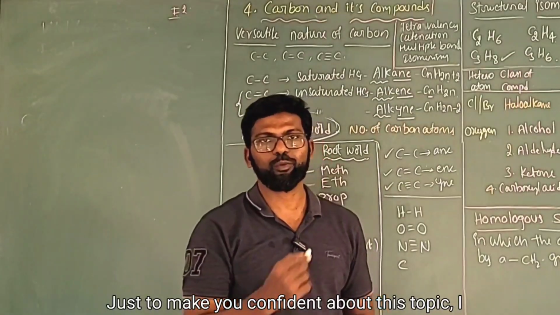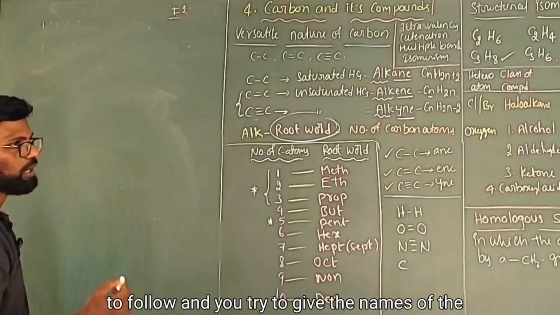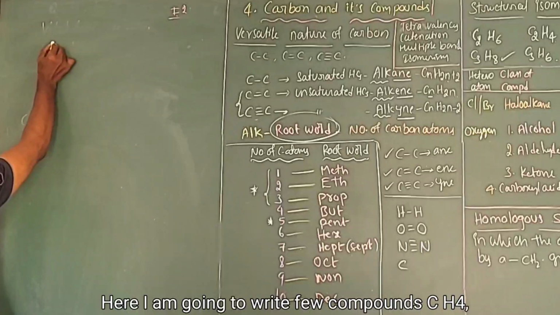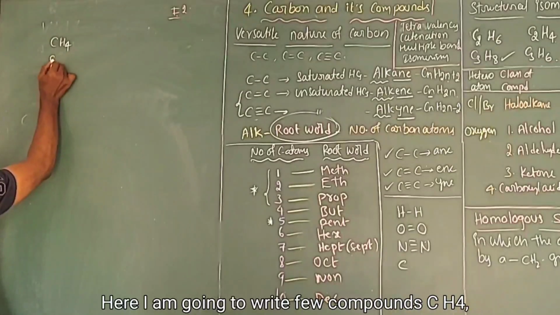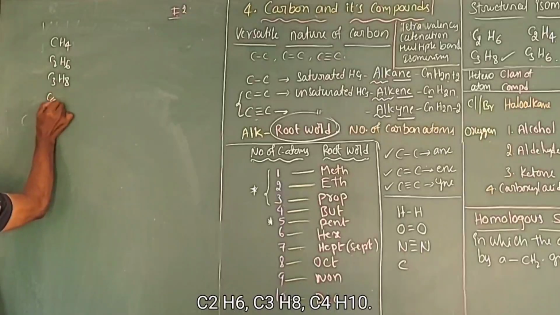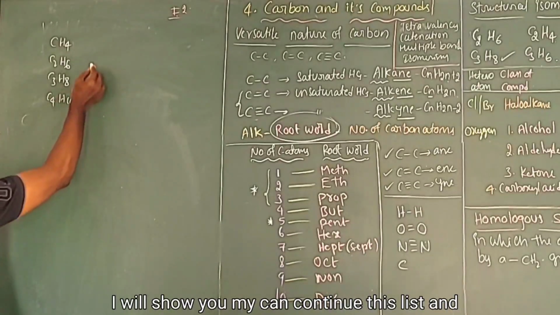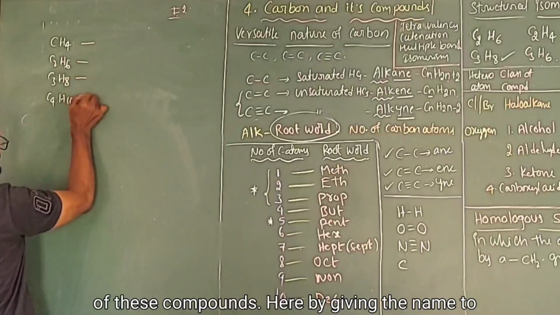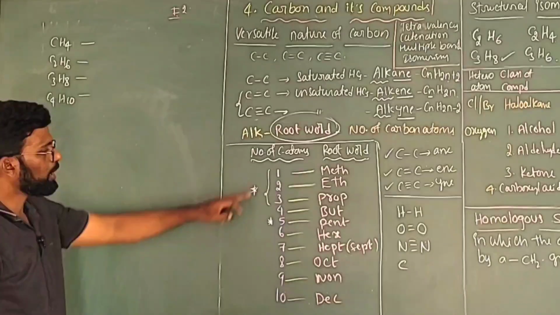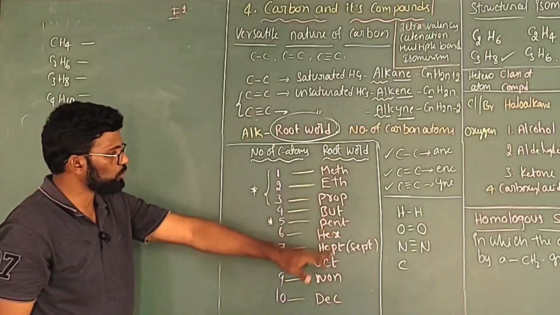Just to make you confident about this topic, I'll give few more examples and you try to follow and try to give the names of the compounds. Here I am going to write few compounds: CH4, C2H6, C3H8, C4H10, and so on. I can continue this list. And here, what's the name of these compounds? While giving the name to any compound, first of all, you have to count the number of carbon atoms. Based on the number of carbon atoms, you have to write the root word.